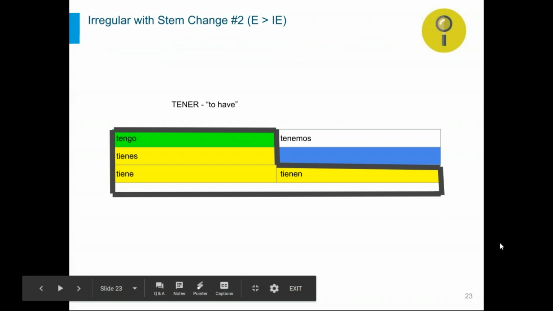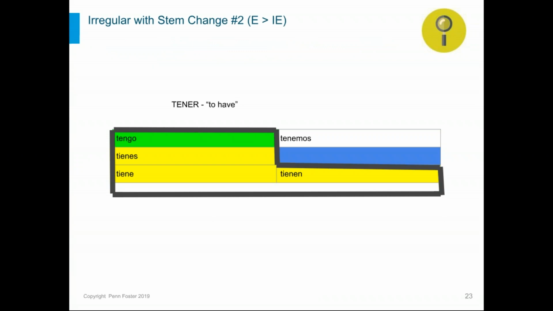Okay, and then on this slide, here's the second example. Right, much like venir, very similar conjugation. This verb means to have in terms of possession. It's also the verb that is used with age in Spanish. If you were to tell somebody your specific age, this is the verb to use. It still has that E to IE stem change. Looks and sounds very similar within the boot.